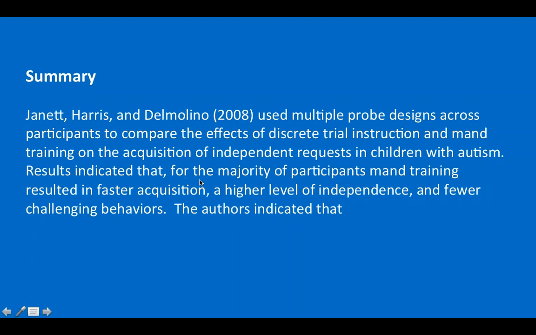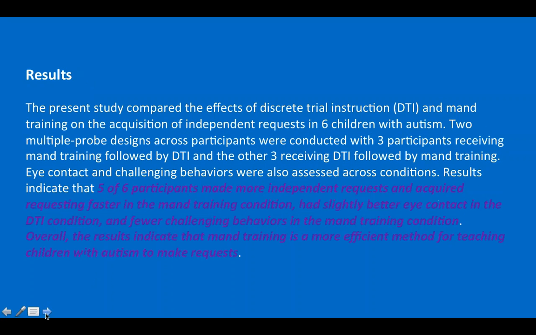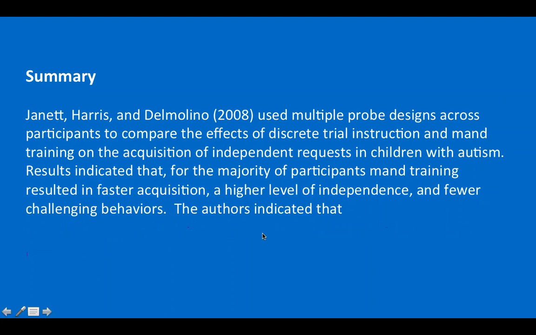Results indicated that for the majority of the participants, MAN training resulted in faster acquisition, a higher level of independence, and fewer challenging behaviors. And then I would also go on to say the authors indicated that, and I would spell this out. So when we talk about discussion or implications, those were not provided in our abstract. So I would need to actually go to the article to find out what the implications of this are.